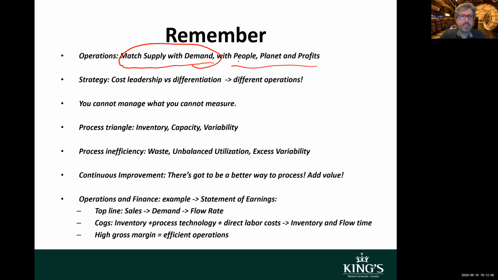People, planet, and profits. Also, operations must be aligned with your strategy. So cost leadership and differentiation require completely different kinds of operations. So you have to be aware of that. You cannot manage what you can't measure. So every process in your operations must be followed with some kind of key performance metric or indicators so you can evaluate and make decisions, right?